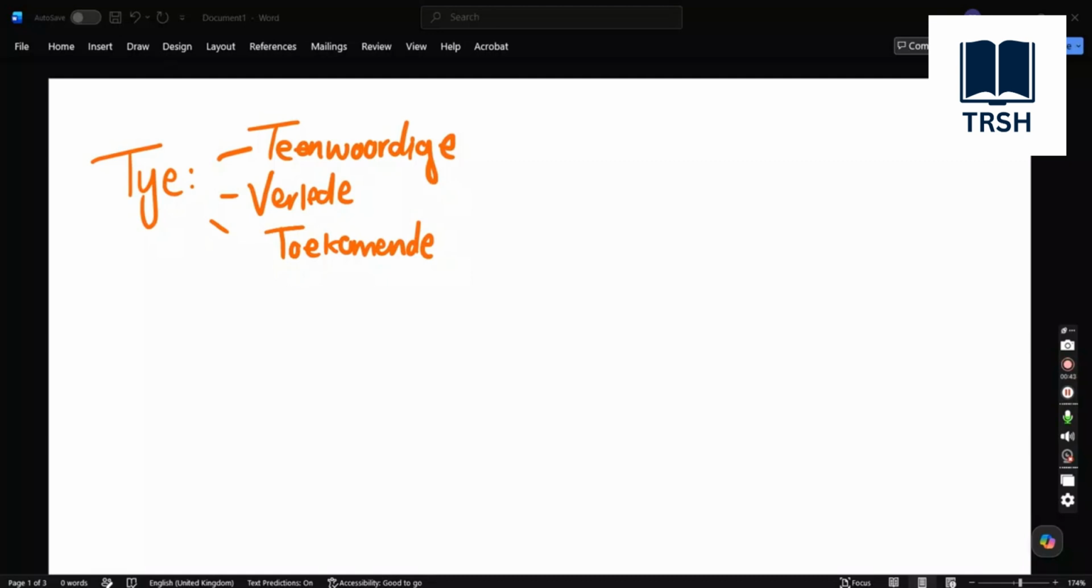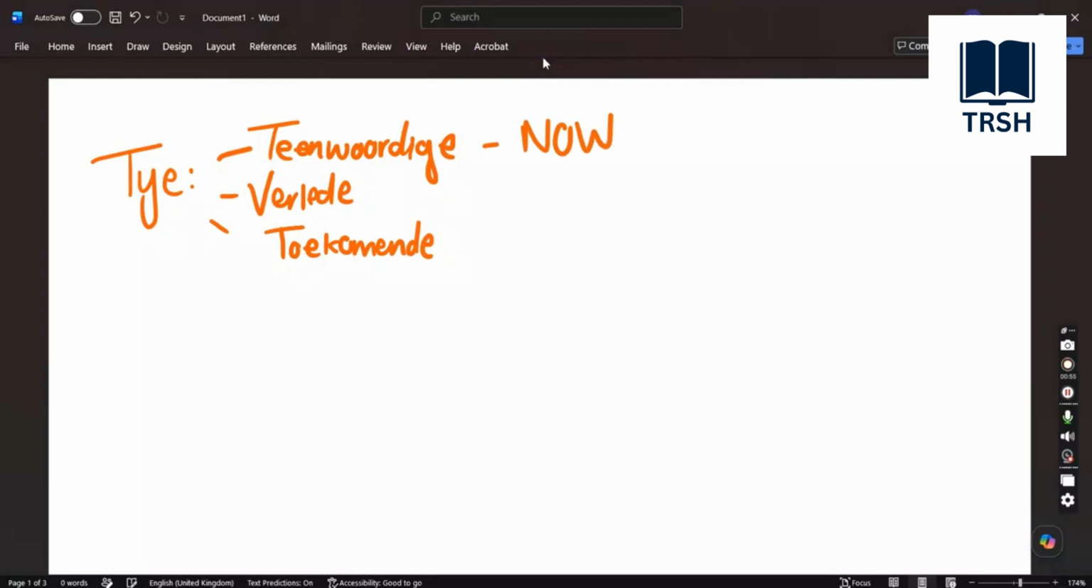So we already know that we have three types of tense: teenwoordige, verlede, and toekomende. We already discussed that the teenwoordige is what's happening now, and verlede is what happened before. This will have a het and a ge with your werkwoord. And toekomende is what will happen in the future. So what's going to happen 2 hours from now? What's going to happen 3 days from now? That is your toekomende.